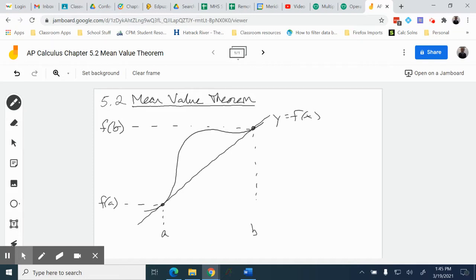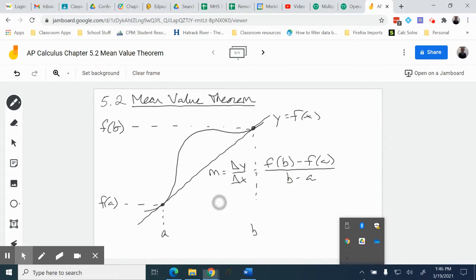And I know that the slope of this line is the change in the y value divided by the change in the x value, which is f of b minus f of a divided by b minus a. We've also, here in calculus, referred to this as the average rate of change between a and b. So the average rate of change.